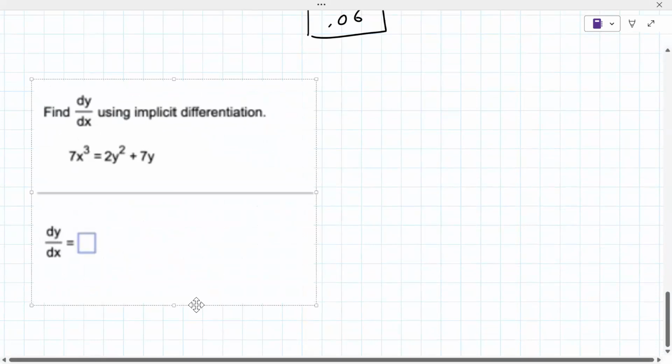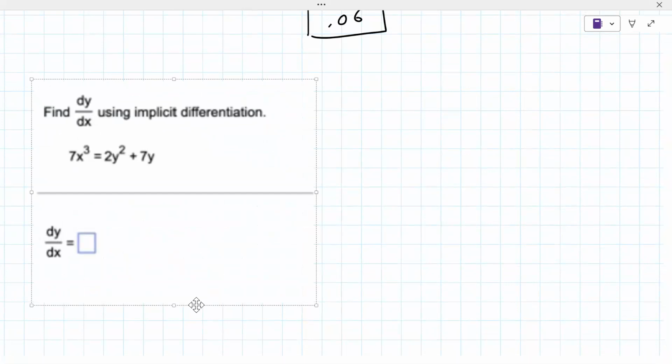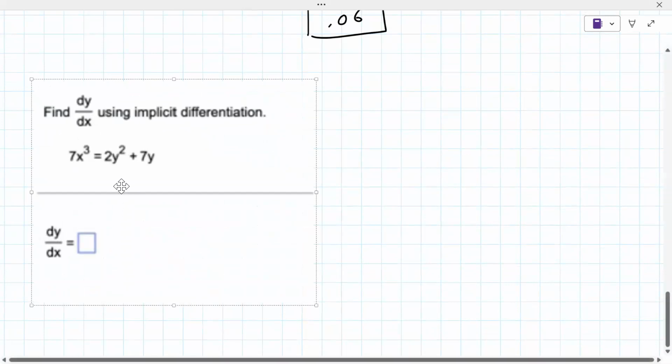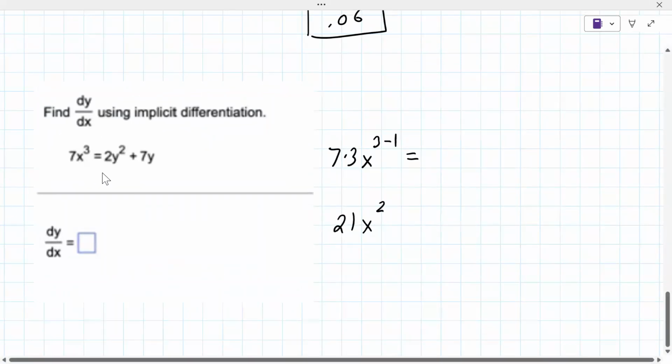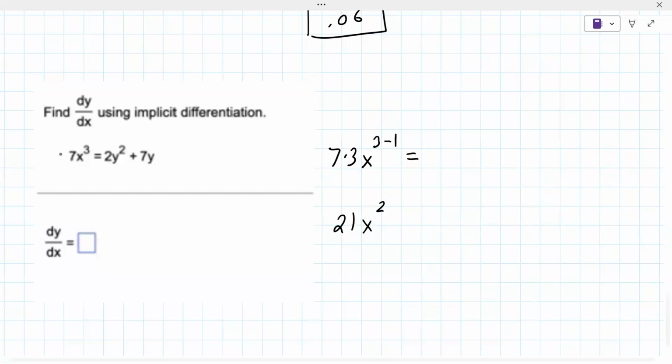Okay. Find dy/dx using implicit differentiation. So implicit derivatives are a lot like regular derivatives with just a tiny little wrinkle. For 7x cubed, the derivative is the same as always. So you bring that 3 down and you subtract 1 from the exponent. Okay. So that becomes 21x squared. And what I'm hoping for over time here is that you'll eventually just be able to go from 7x cubed to 21x squared. I hope so.